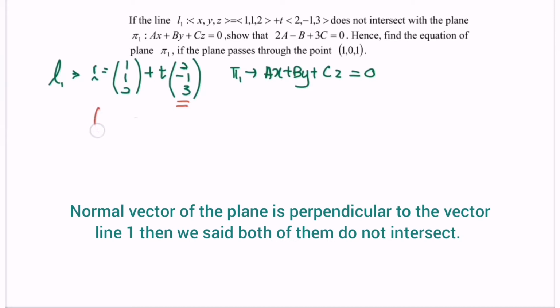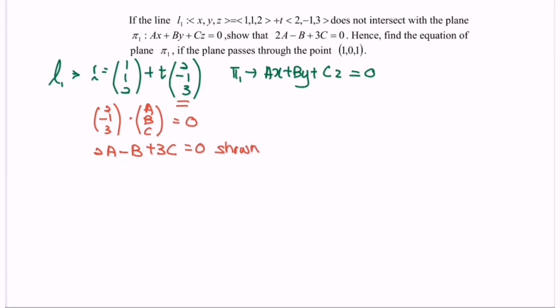So kindly dot (2, -1, 3) with (A, B, C), which equals 0 because it does not intersect. So from here we get 2A - B + 3C = 0. So from here we have already shown the situation. Hence, find the equation of the plane named pi1 if the plane passes through the point (1, 0, 1).